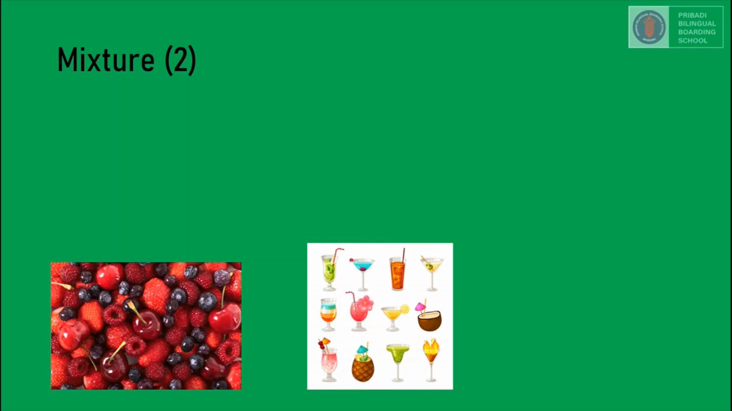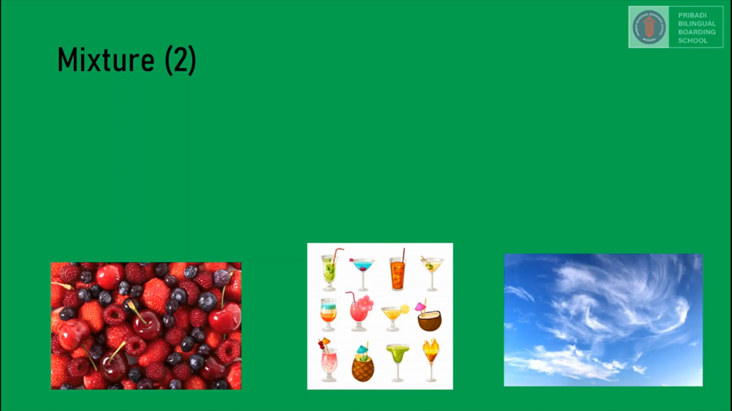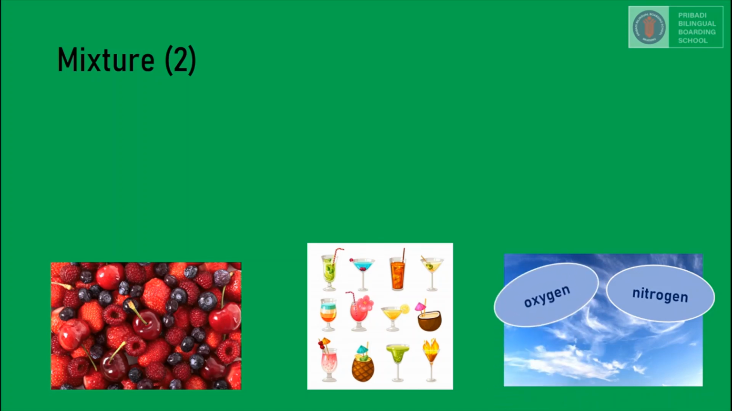And the last one, do you know that air is also a mixture? The air contains three main gases. It's a mixture of oxygen, nitrogen, and carbon dioxide. So there are three types of mixture. A mixture can be solid, liquid, or gas.